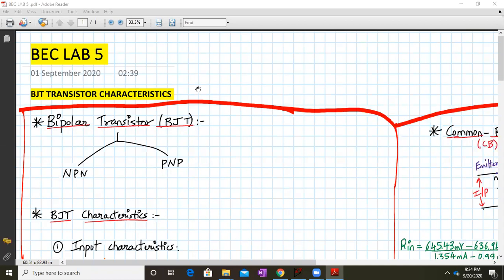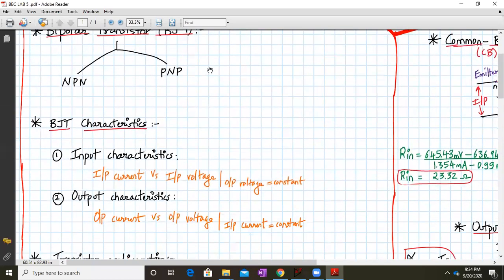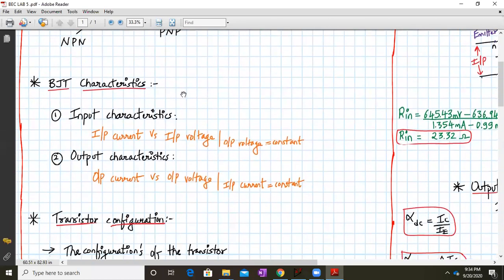Today we are going to explore a little bit more about the BJT transistor characteristics. So BJT, that is bipolar transistor, are of two varieties, that is PNP and NPN. And the BJT characteristics are of two types. One is input characteristics, one is output characteristics. So fundamentally it's very important to know what's the difference between them.